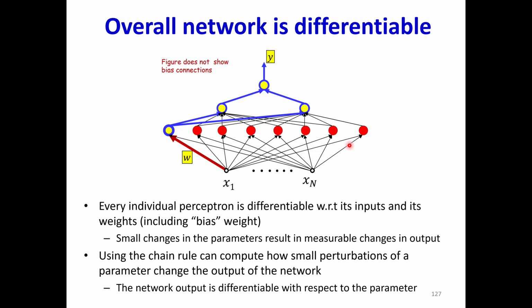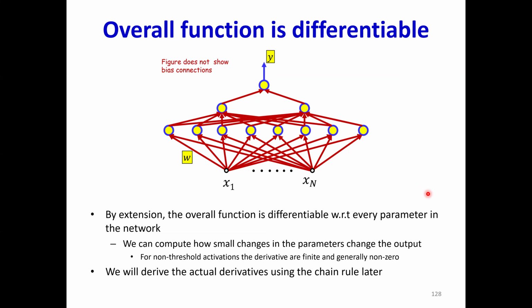And that's beautiful, right? Because now it means that the overall function is differentiable with respect to every parameter of the network. We can compute how small changes in the parameters are going to change the output. Exactly how we compute it is done using the chain rule. We'll see that in the next class. And so for threshold activations, we can't do this because small changes in the parameters of the input don't change the output at all, unless you're at some critical point where the output is going to change by a massive amount. But for continuous valued differentiable activations, we have this characteristic that you can compute how changing each input changes the output.